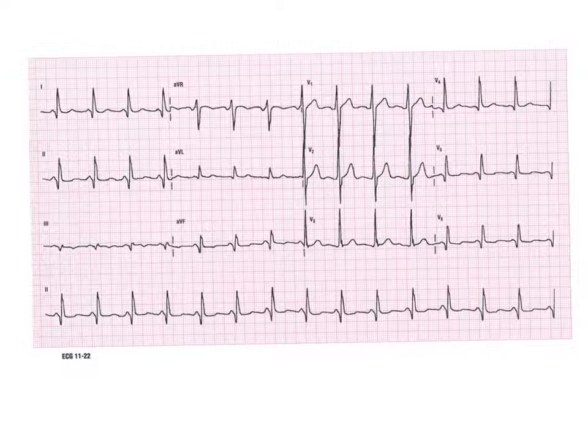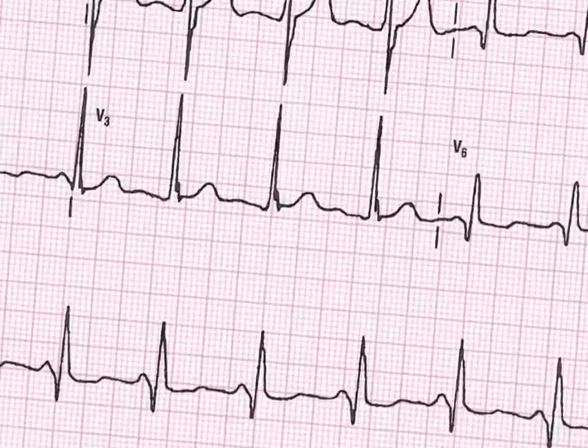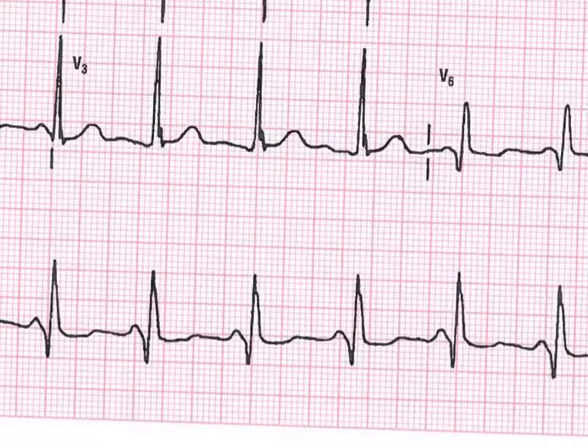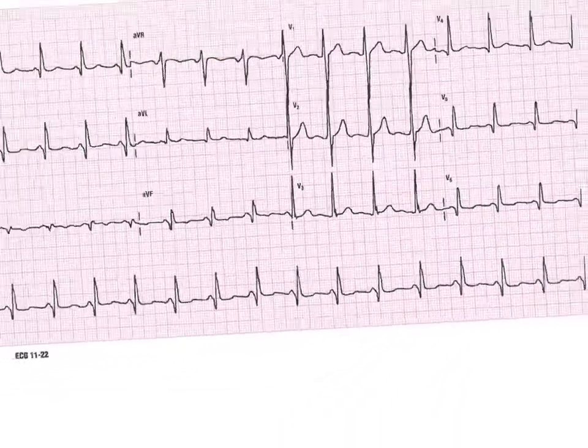So P waves and parts, I've got P's everywhere. Every P has a QRS. There's no dropped beats. The PR interval looks good. The QRS looks good. The QT to the naked eye might be a little bit prolonged, mostly because it's hard to see where that T wave is, but I would say we do have a prolonged QT.